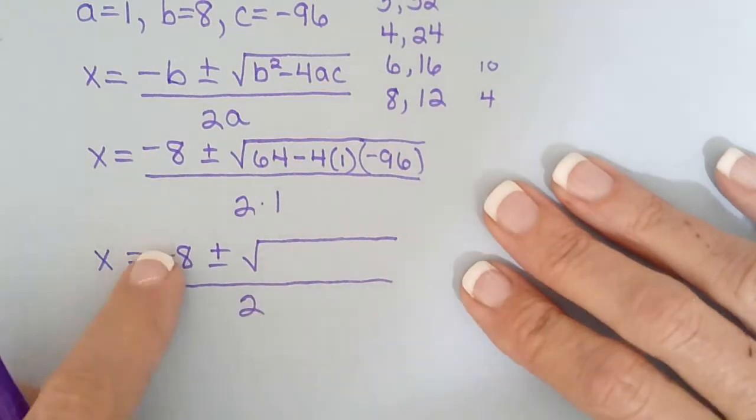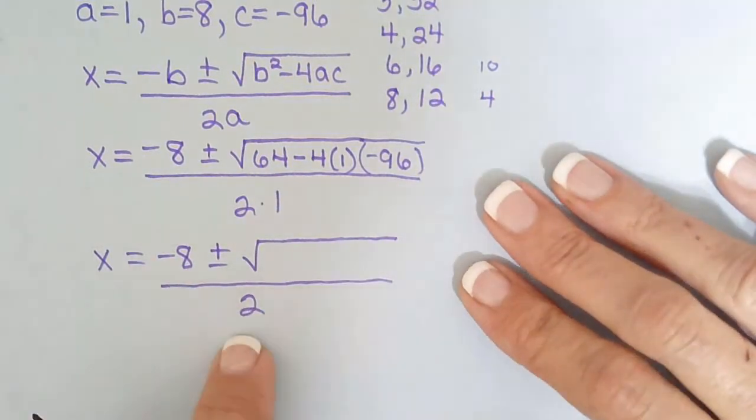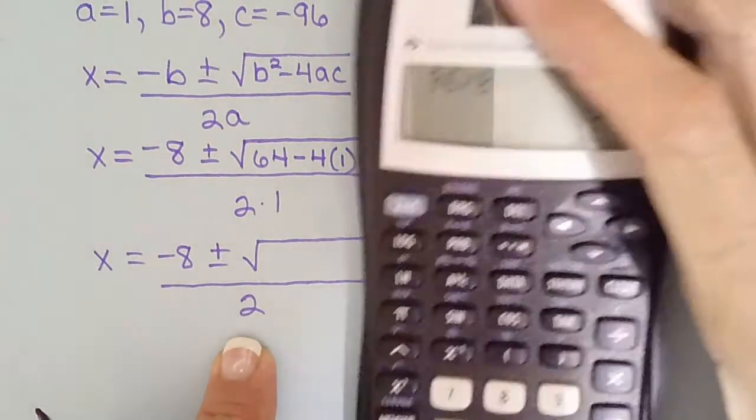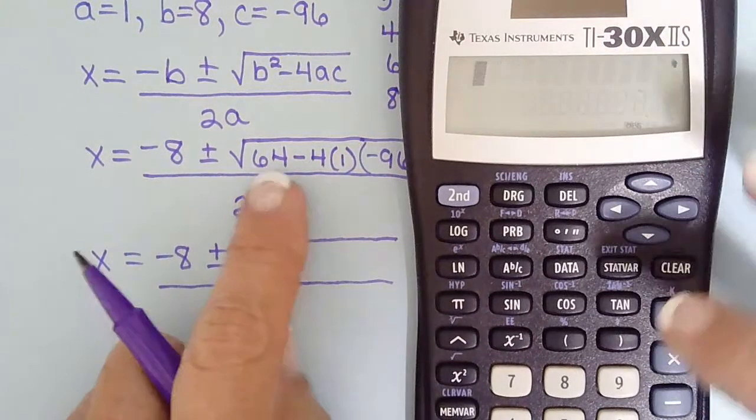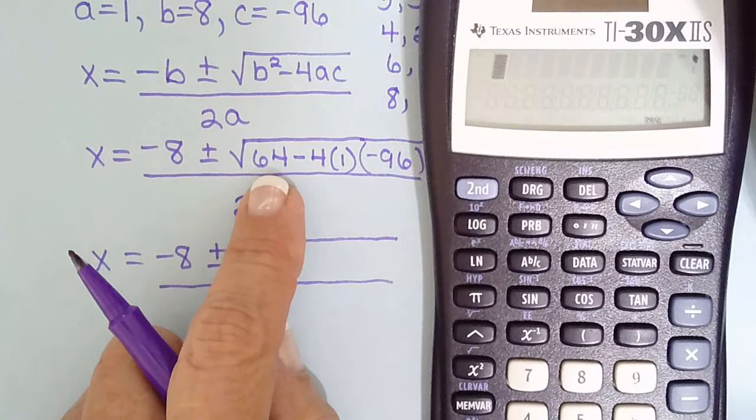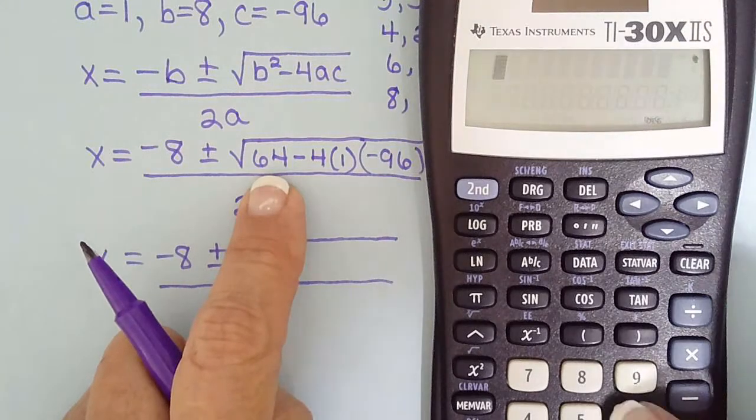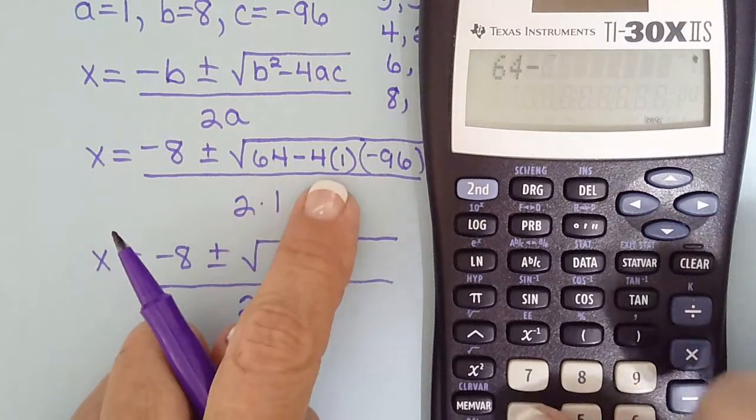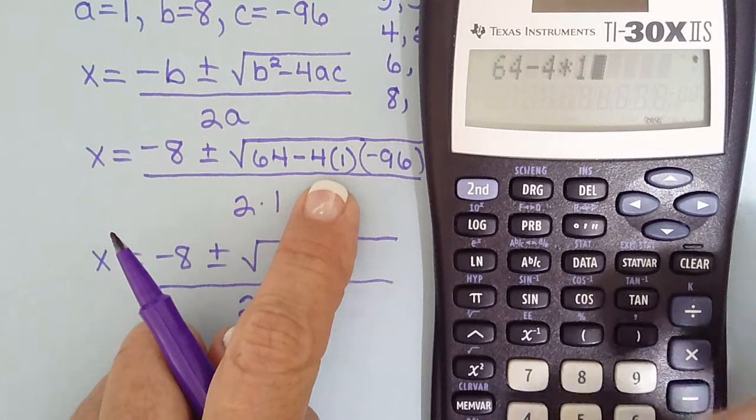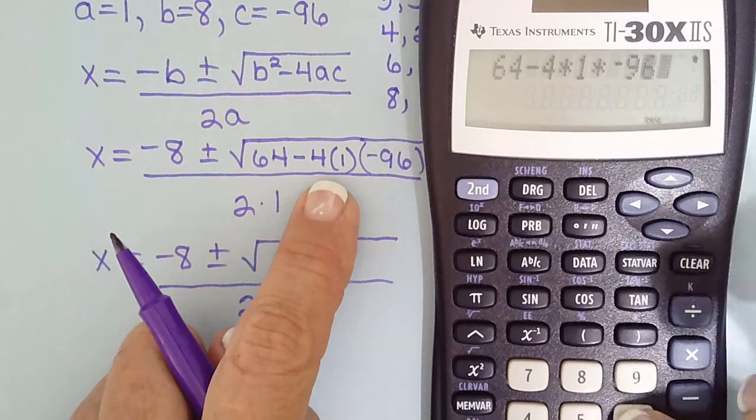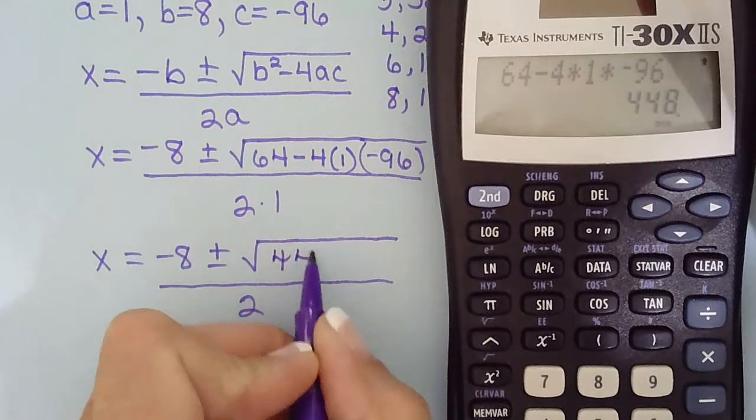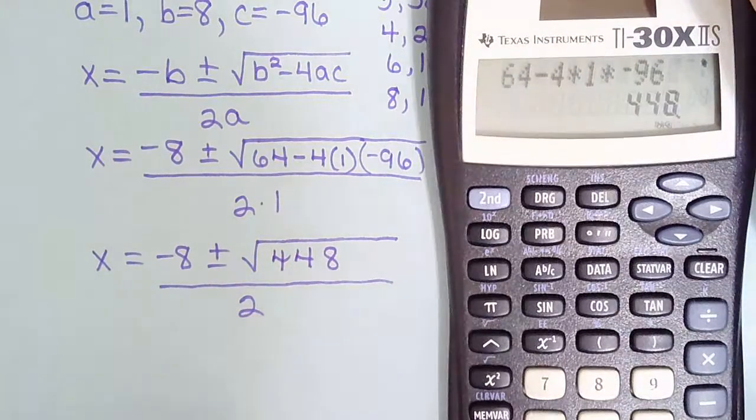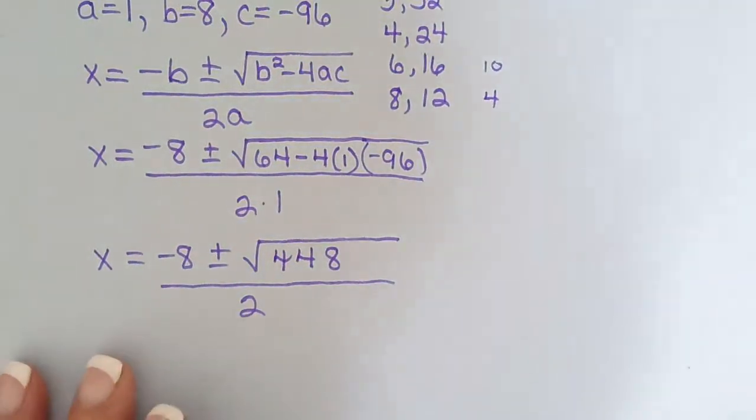So negative 8 plus or minus the square root over 2. So on the calculator, don't type in the radical again, just type in what you're going to be doing. So 64 minus 4 times 1 times negative 96 is 448. Whoa, aren't you glad we don't have to simplify that? That would be a big tree, I'm sure.